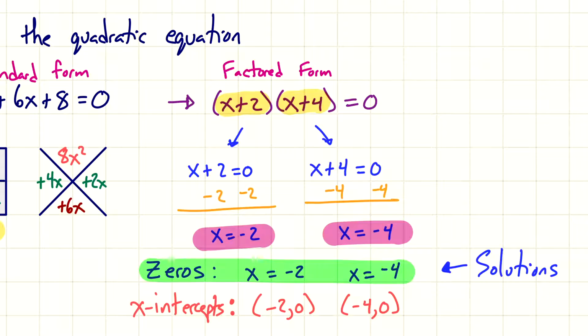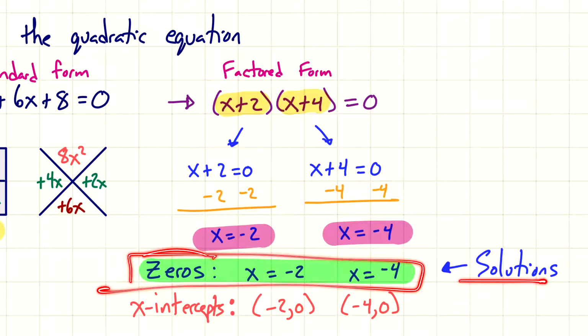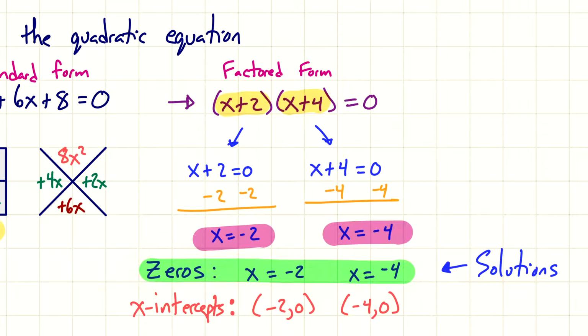So in this case, if I set x plus 2 equal to 0 and I solve for x, I end up with x equals negative 2. And if I set x plus 4 equal to 0 and I solve, I end up with x equals negative 4. All right, so those solutions are what we call zeros. That's a reminder of that term. Zeros means solutions. So x equals negative 2, x equals negative 4.